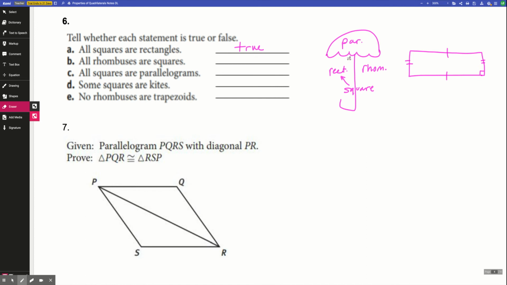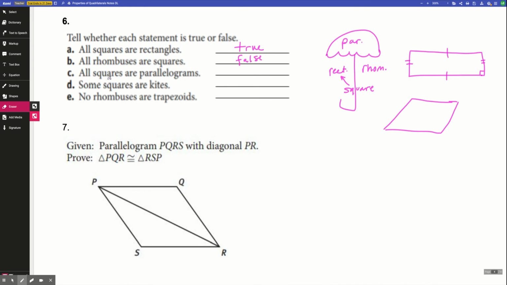In the umbrella, okay? So B says all rhombuses are squares. No, not necessarily true, right? I can definitely draw a rhombus, right? Not very well drawn, but that's a rhombus that's not a square, right? So this is false.